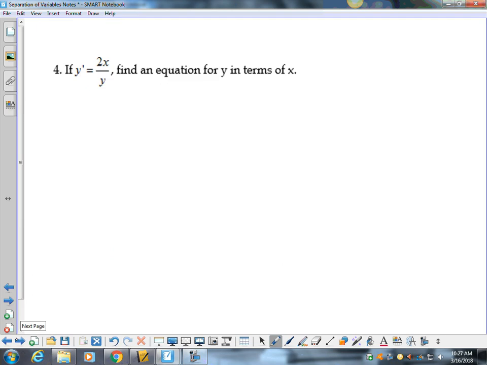Number 4, two things are different. What's one thing? That's y prime instead of dy dx. Same thing. I don't have a point. So am I going to be able to find c? So that's just less work we have to do. They didn't give us enough information. I can't find it. So I'm just going to have a plus c.